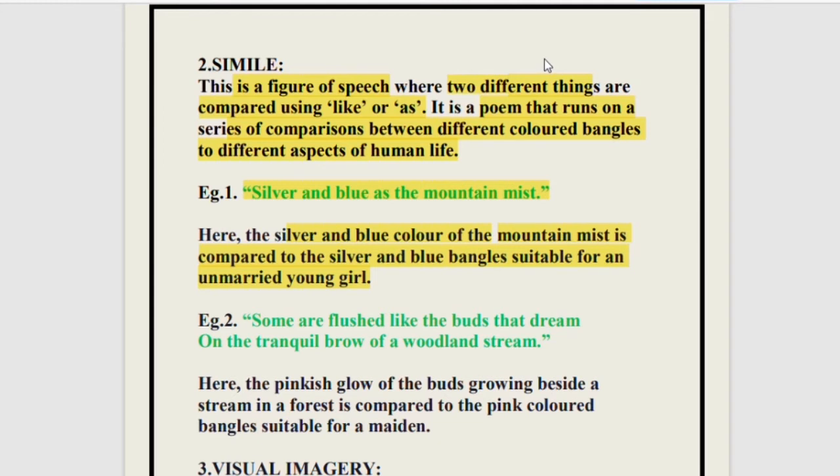Okay, next we will move on to the second example. Some are flushed like the buds that dream on the tranquil brow of a woodland stream. In the same way as we have seen in example 1, the silver and the blue mountain mist is compared to the silver and blue bangles of the girls. In the second example, we see the buds, which are growing beside a forest stream, and all these buds are pinkish in color, so that pink color is compared to the pink bangles of the little girls. So again, we are using as in the first case, and like in the second case. So both of them are similes.